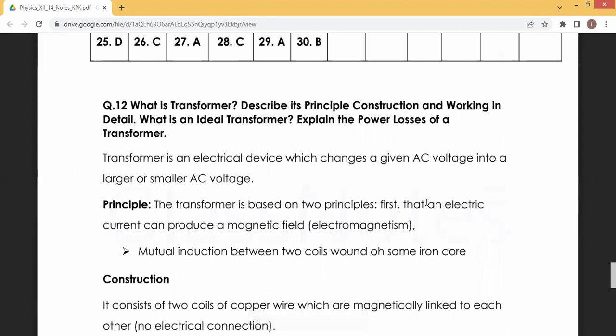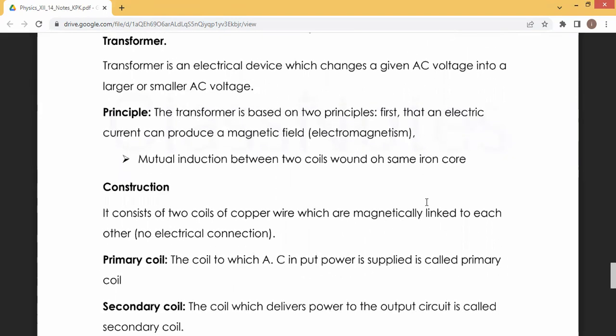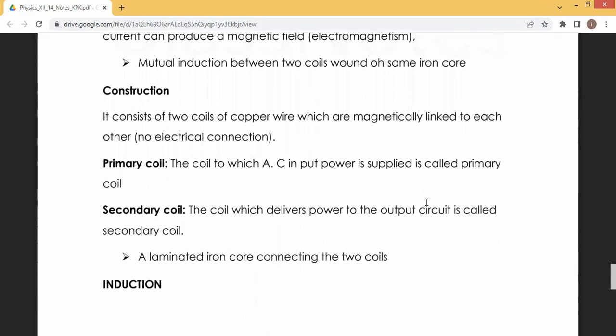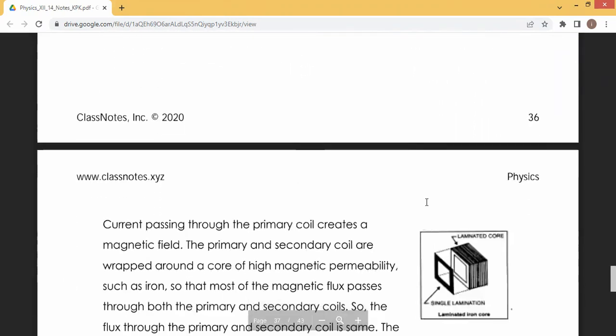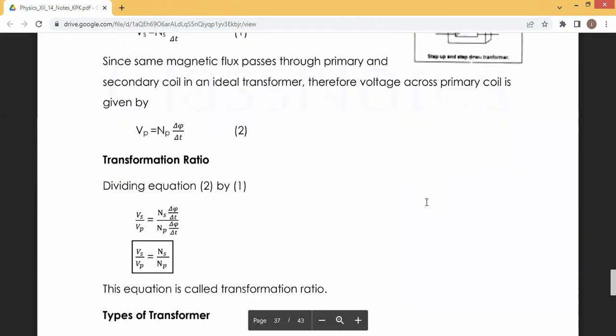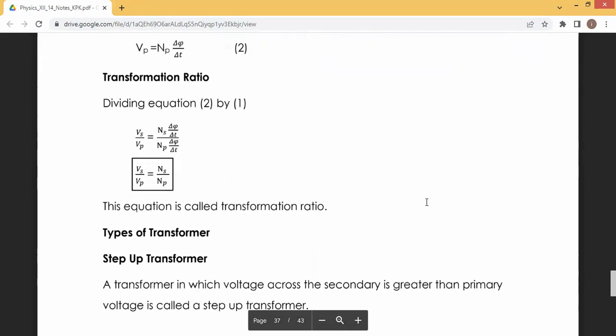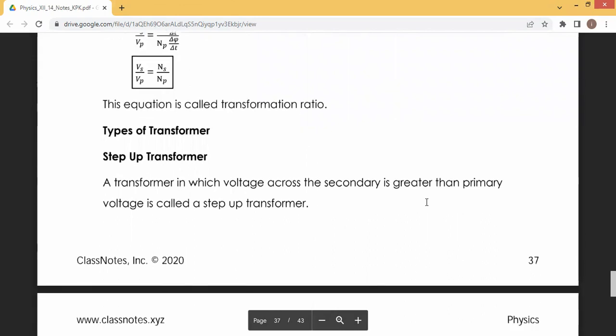What are transformers? A transformer is an electrical device which changes a given AC voltage into a larger or smaller AC voltage, because it works on mutual induction. The construction consists of two copper coils which are mechanically linked to each other: the primary coil and the secondary coil. The transformer ratio is that Vs over Vp equals the number of turns in the secondary over the number of turns in the primary. There are two types of transformers, step up and step down.